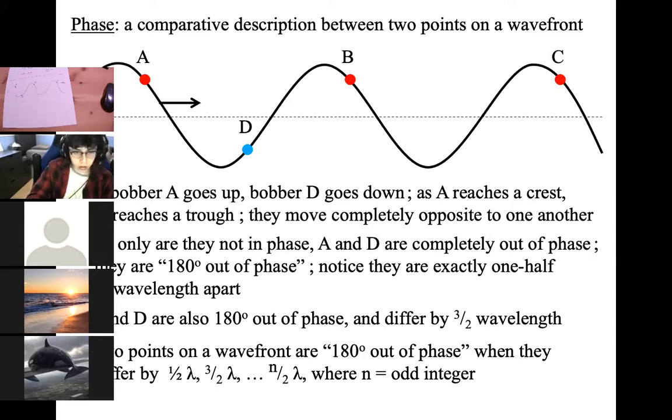So with phase, we don't really give a definition for it. Instead, we take 2 points on a wavefront and we compare them. We compare their phase, whether they're in phase or out of phase, and if they are, whether they're in phase or 180 degrees out of phase, and that tells us the distance between them on the wavefront. So phase is really a comparison thing, and we're going to bring that up in certain cases.